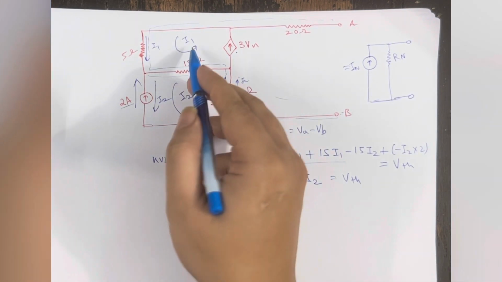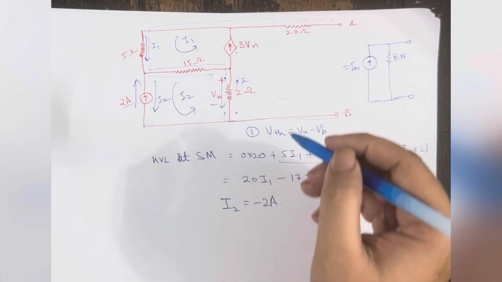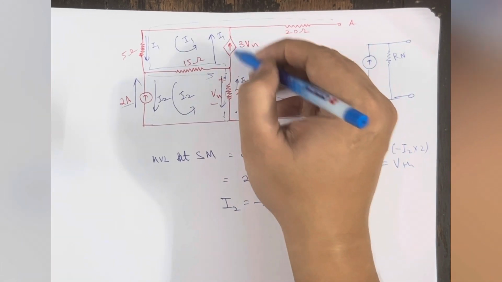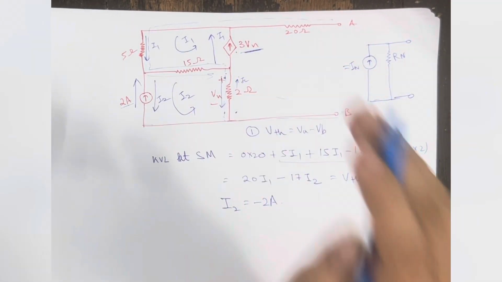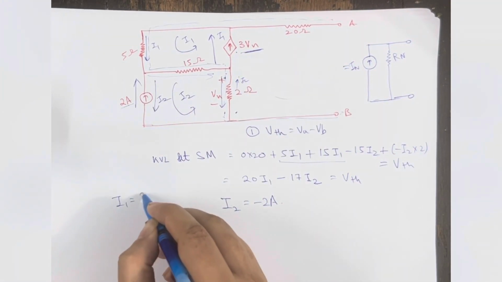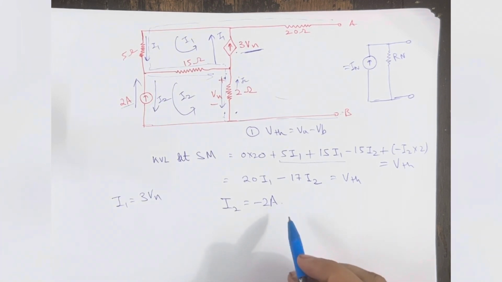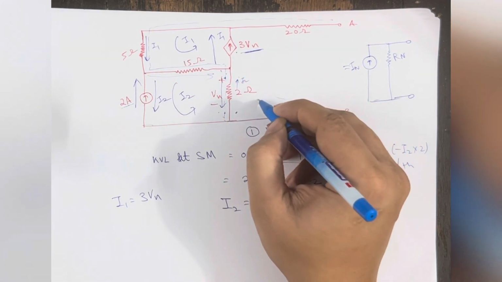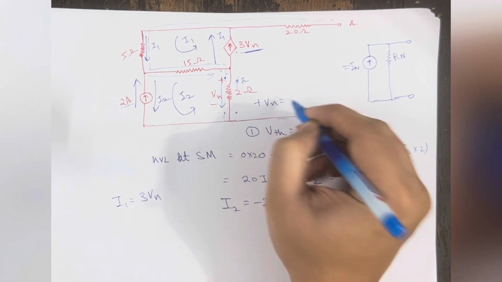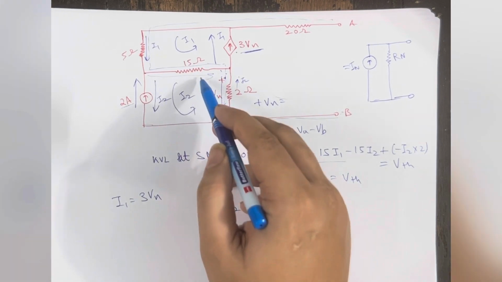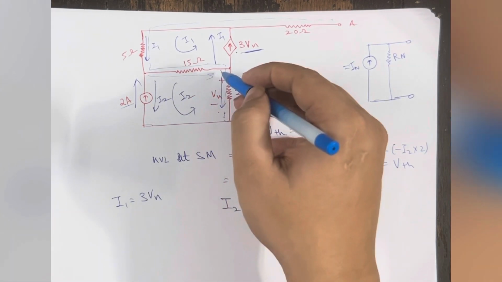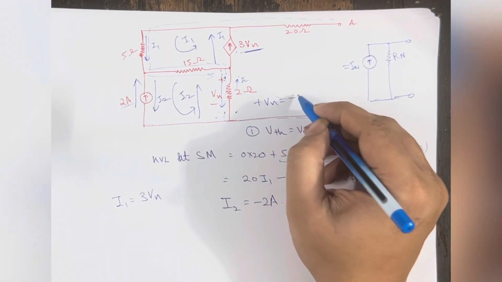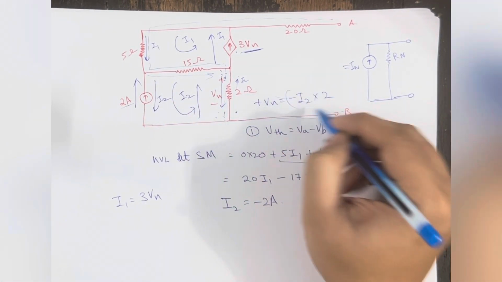And how to find I1? So we already know that this is the direction of I1, and in this branch a 3 Vx current is fixed. So I1 is equal to nothing but 3 Vx. And what is Vx? Vx is nothing but from this point to this point, plus of Vx is equal to nothing but, the current is of opposite direction. I am coming from this to be positive, and the current is flowing this to this. So it will be minus of I2 into 2 in simple.